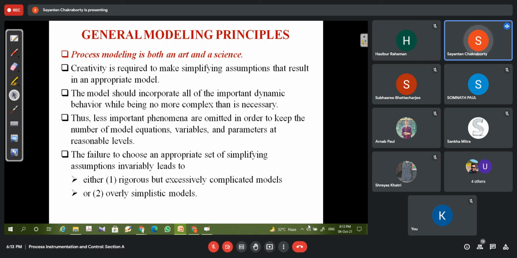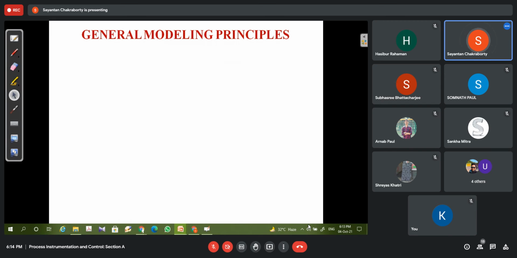So these two situations reside at the two extreme ends: on one, you have taken all the considerations and not ignored the unimportant phenomena; on the other, you have ignored most of the important dynamic behavior. What you have to judge is that these extremes should be avoided, and you should lie at an optimum place in between them, right? So this is the art of modeling.